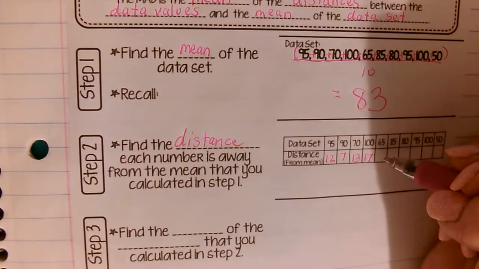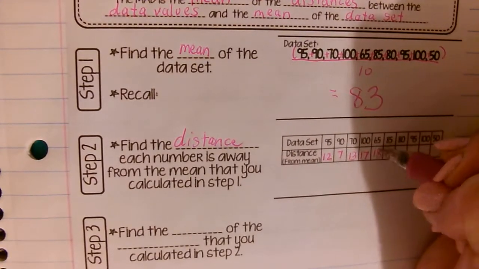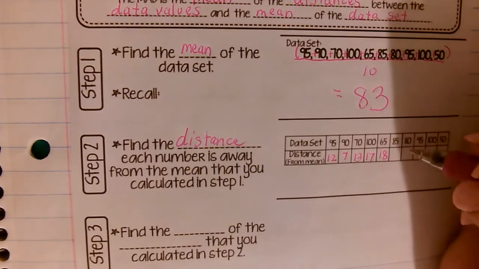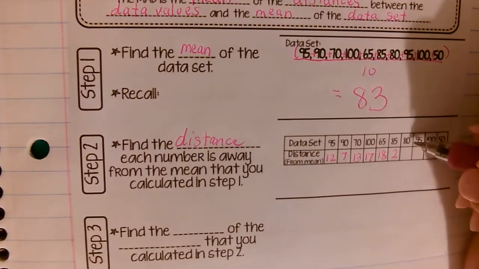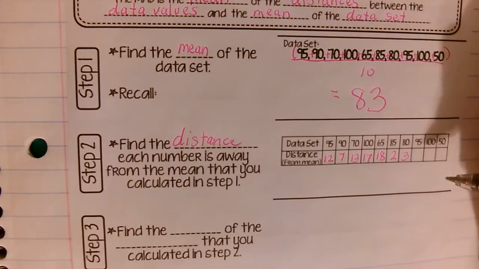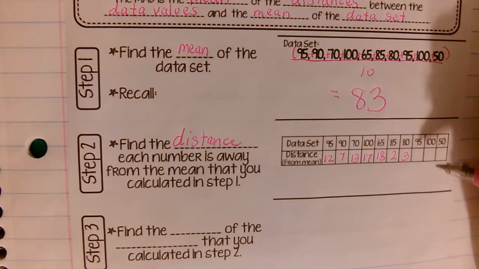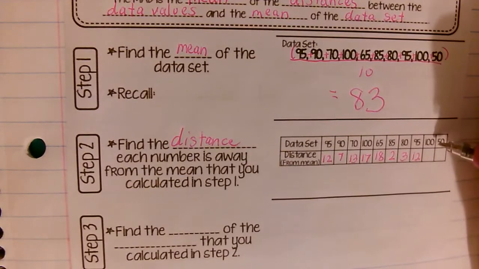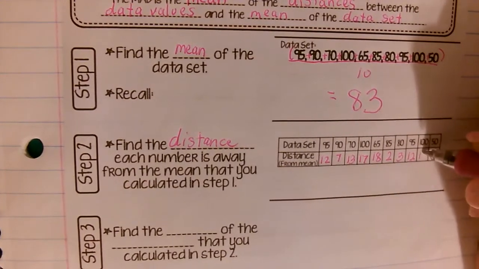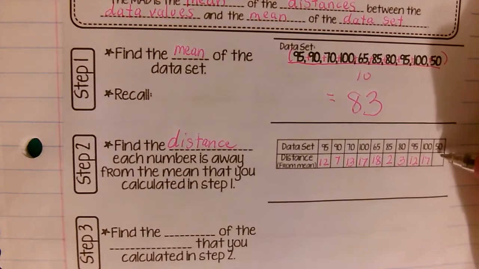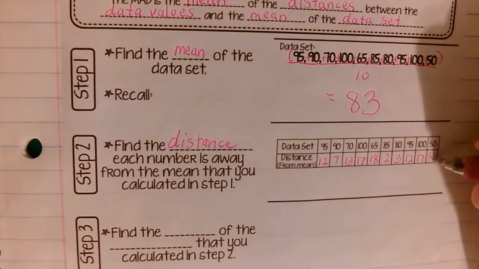83 minus 65 is 18. 83 minus 85 is negative 2, but remember we did positives because it's distance, so it's 2. Then the distance between 83 and 80 is 3. Between 83 and 95 is 12. Between 83 and 100 is 17. And then between 50 and 83 is 33.